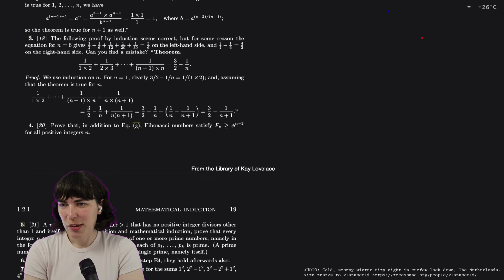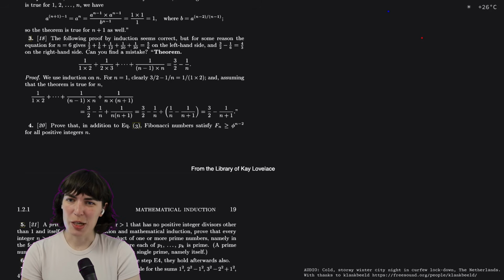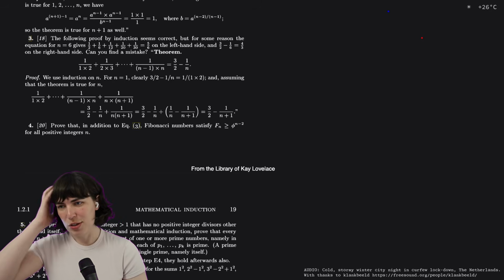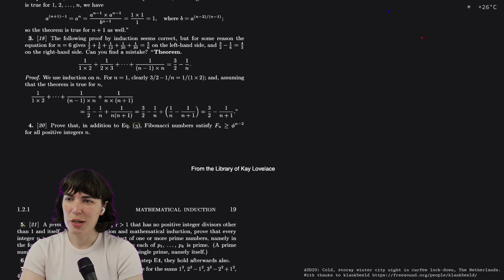Difficulty 18. The following proof by induction seems correct, but for some reason the equation for n equals 6 gives 1/2 plus 1/6 plus 1/12 plus 1/20 plus 1/30 equals 5/6 on the left hand side, and 3/2 minus 1/6 equals 4/3 on the right hand side. Can you find a mistake?